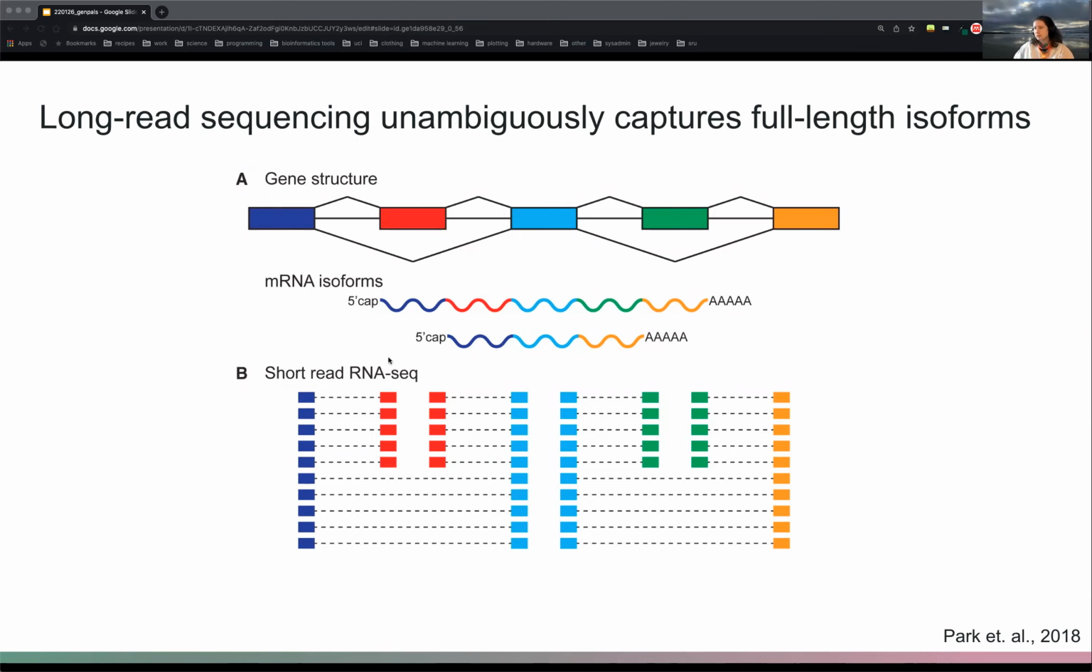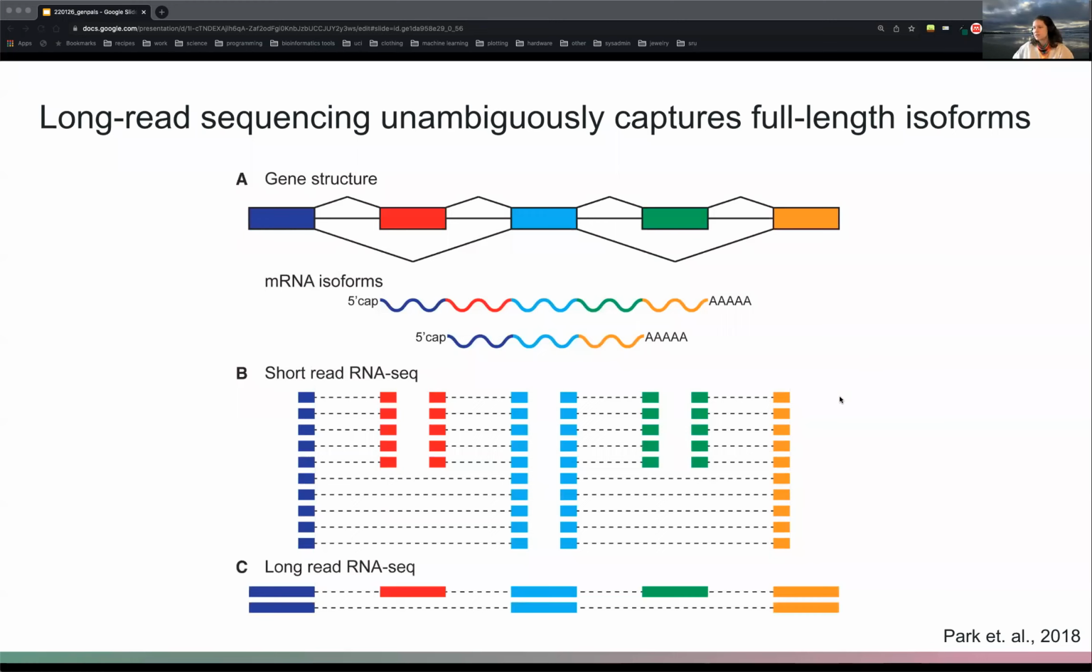However, when splicing gets more complex, such as the mutual inclusivity of these two exons, where we always see red and green together, short-read RNA sequencing falls short because we can never tell in any one specific read that the red always co-occurs with the green exon in the same isoform. Long-read RNA sequencing circumvents this issue by simply sequencing through the entire length of the transcript molecule, giving you the unambiguously resolved full-length structure of each transcript isoform.